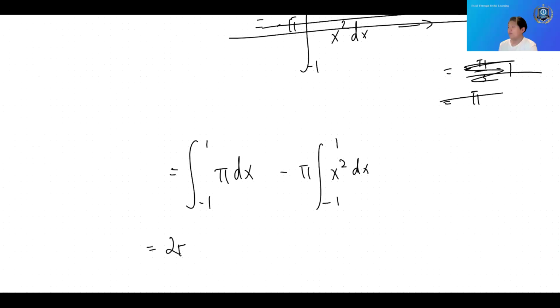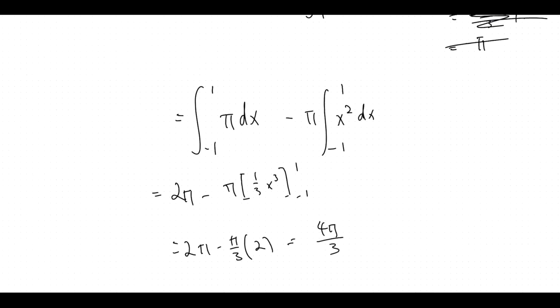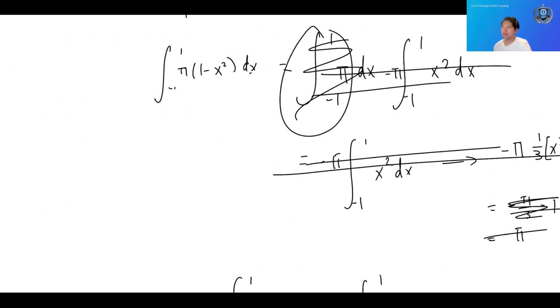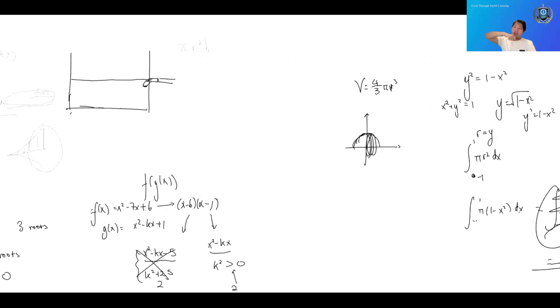Then minus pi, and then you have 1 on 3 x cubed from 1 to negative 1. So you get 2 pi minus pi on 3 times 1 plus 1, which gives 4 pi on 3, which makes sense, right? Because your radius is 1 in this case. And that's how the volume of the sphere came to be. You're just integrating the area over the radius.